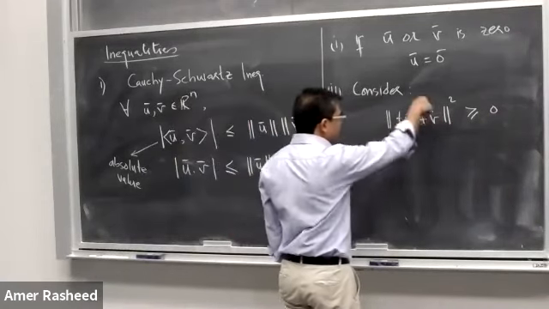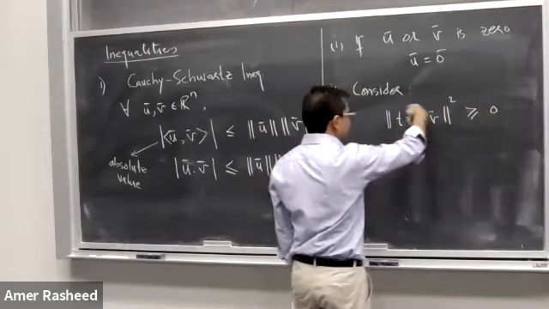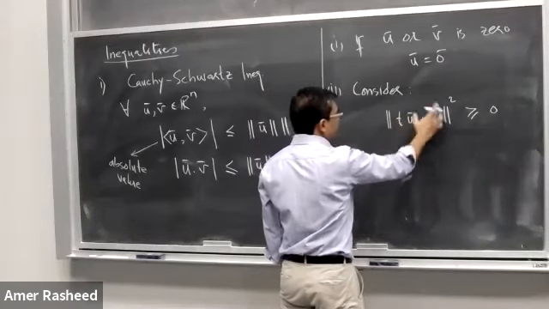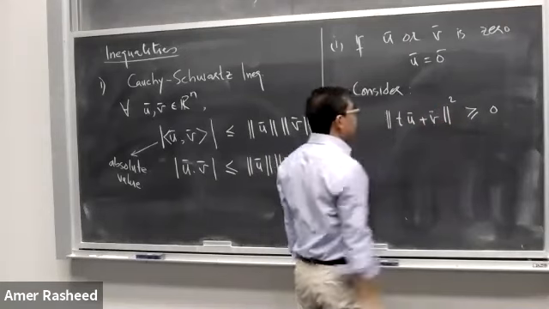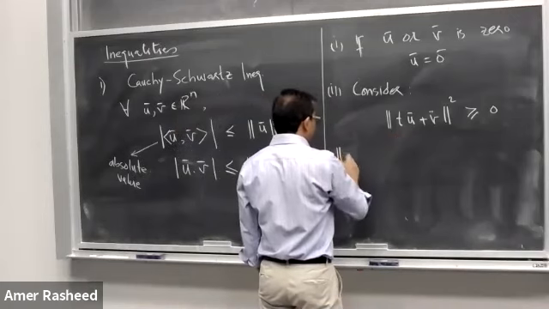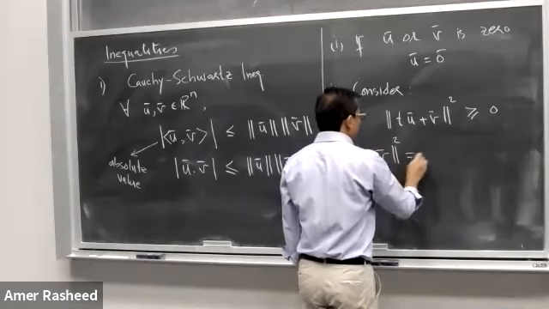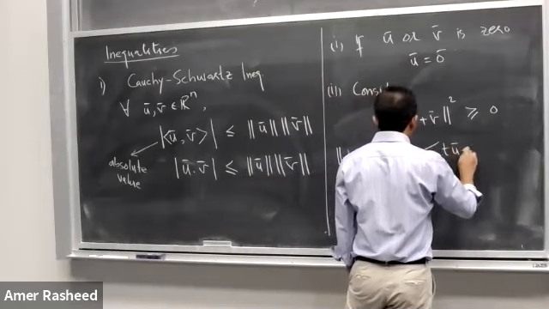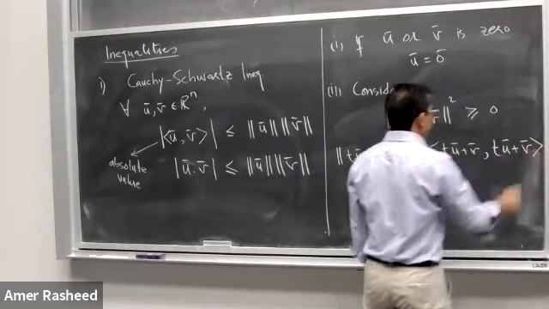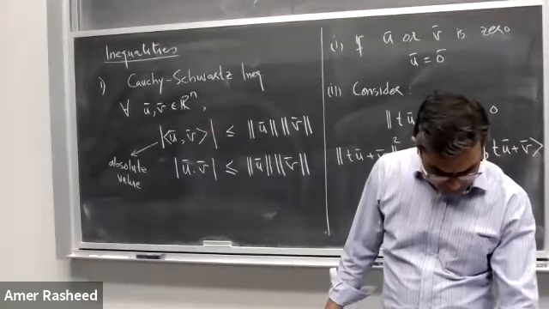We know that the norm of any vector is always greater than or equal to 0, unless the vector is itself 0. So on the safe side, we say that the norm square of this thing is always greater than or equal to 0. Now, the norm square of the vector tu plus v can be written as the inner product of this vector with itself, using the properties of norm and inner product. Let me see, I have written the correct expression. Yes.